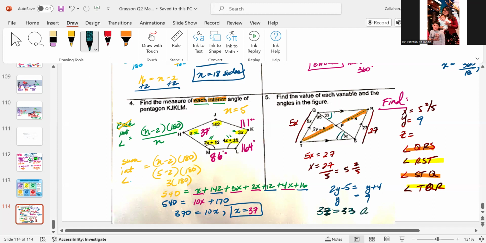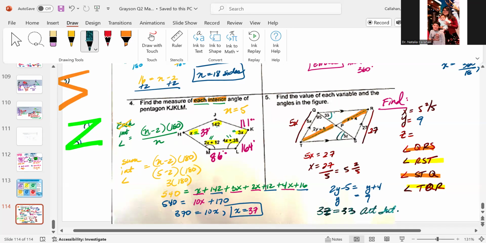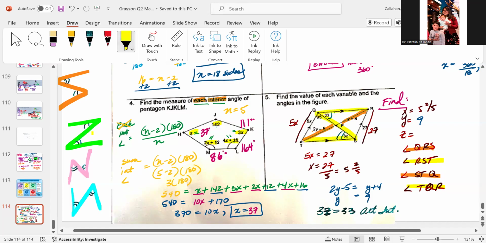Good job. Yeah. Alternate interior. So the way I remember to do this is I look for the z like this because I always know that this angle here and this angle here are equal, right? Or you look for the backwards z like this. Or look for the n like this. Or the last one is we go like this: this angle, this angle. Those are the alternate interior. You see that? Okay. And that one worked out really well because you have a backwards z.